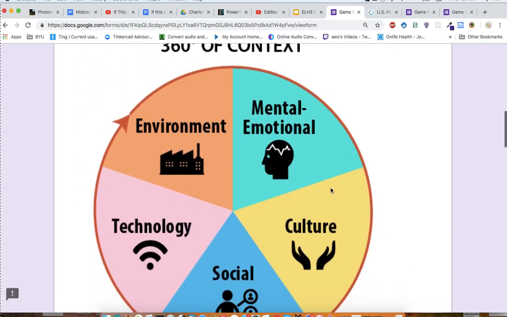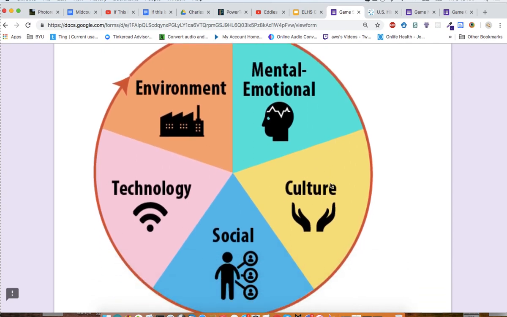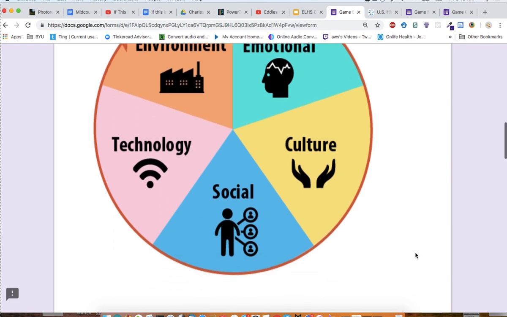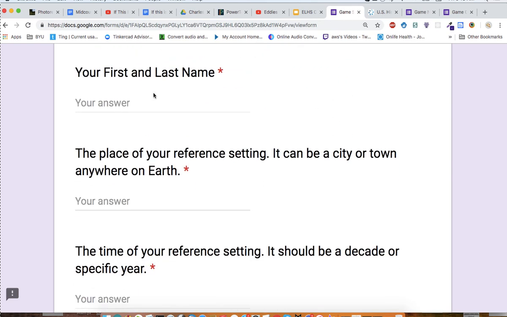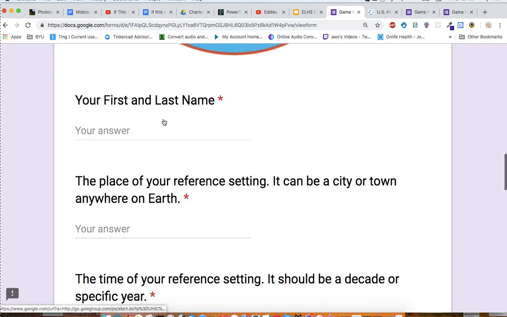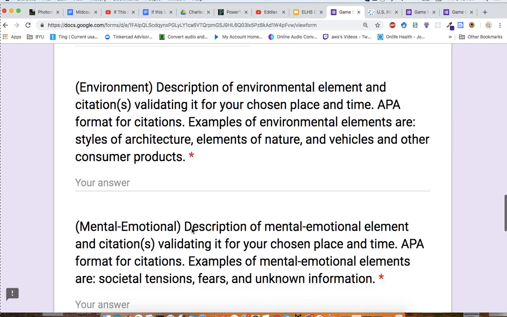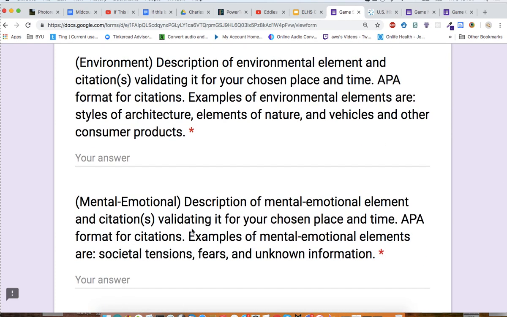Now within the scope of context, we look at this 360 degrees pie that we looked at earlier, and we are going to be identifying elements within all of these sectors of context. You first of all start off with your first and last name. You'll have the city or town anywhere on earth that you can pick. The time of your reference setting, it should be a decade or a specific year. And then you start identifying particular elements.